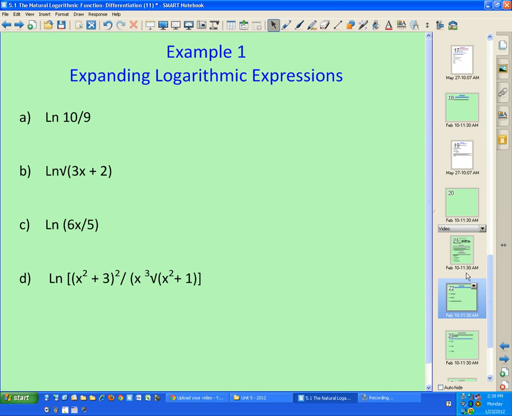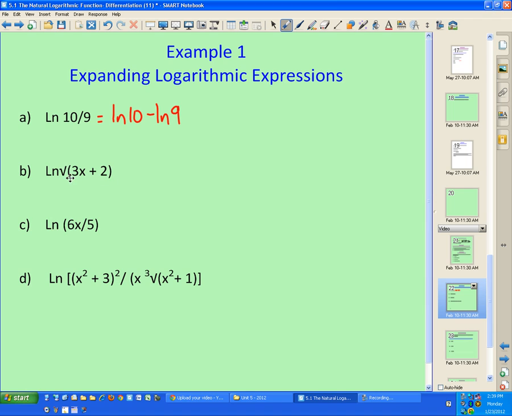In the first example, I am asked to expand these, and this is just using those properties that we had before. This is just a little algebra 2 review. This could be written as the natural log of 10 minus the natural log of 9, and that would be my final answer for that one.